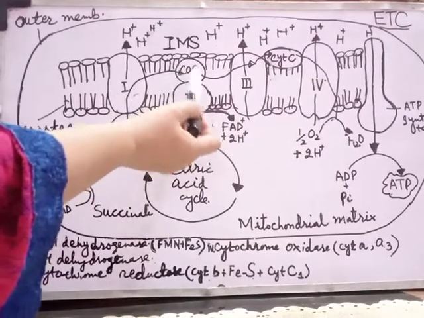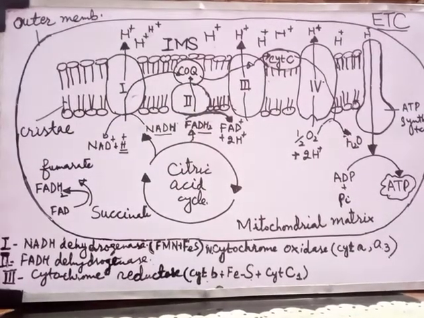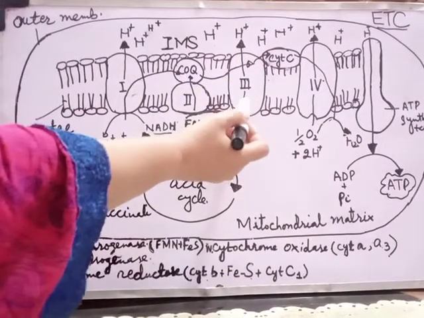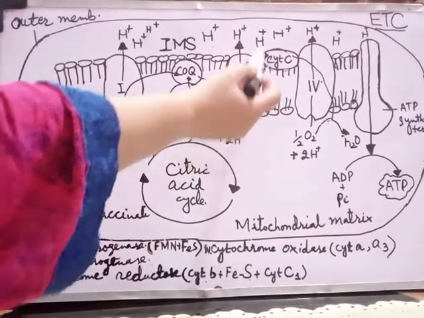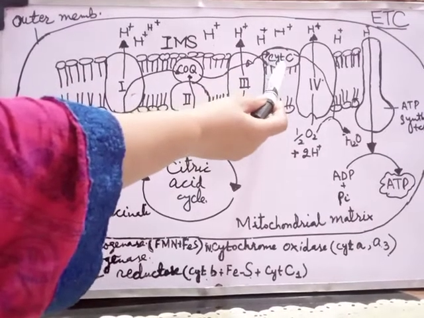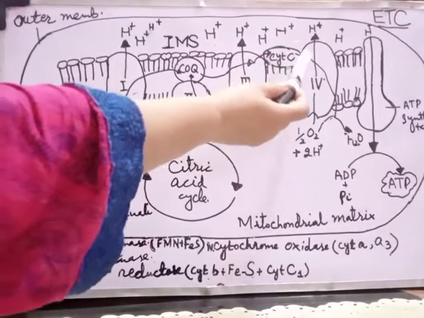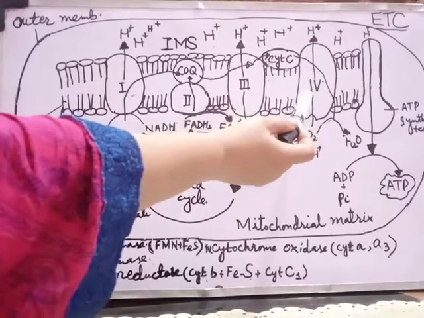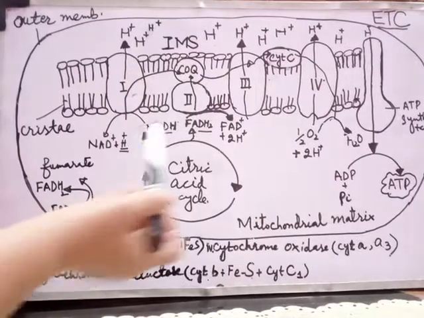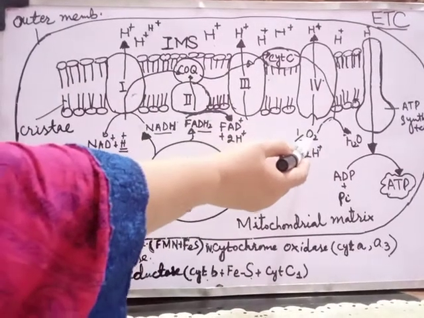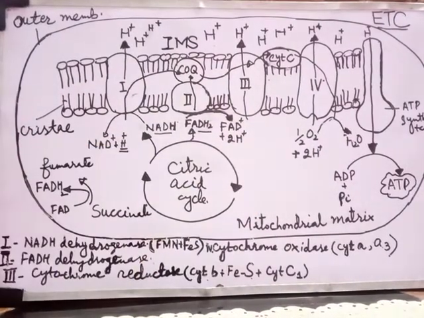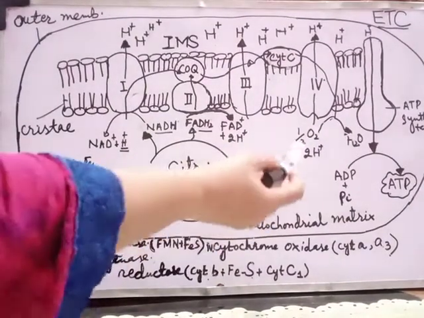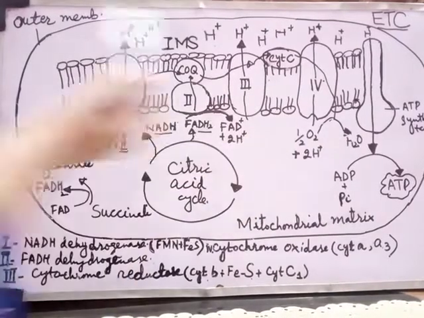So electrons from both complex 1 and complex 2, FADH dehydrogenase, will be passed to coenzyme Q, and then coenzyme Q, which is a mobile carrier, will take these electrons to complex 3. From complex 3, the electrons will move to cytochrome C, and from cytochrome C they will move to the cytochrome oxidase complex. Finally these two electrons will be given to oxygen, and oxygen is the final acceptor of these electrons. Oxygen will combine with hydrogen to make what?